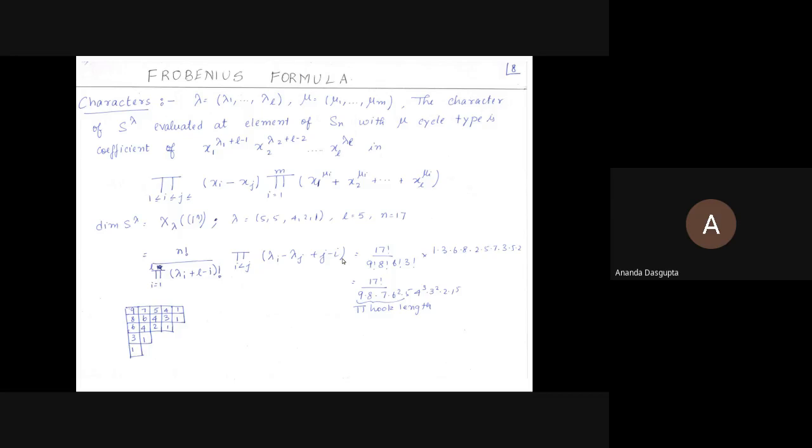Which book is that? You should have a reference list at the end. Can I add it in the end? Okay, that's fine.